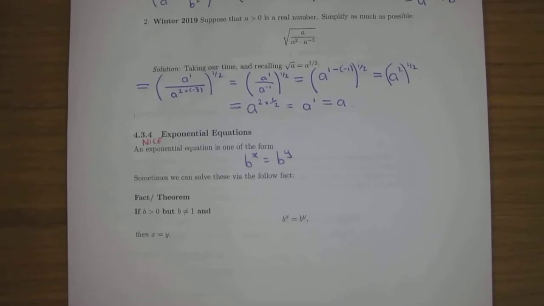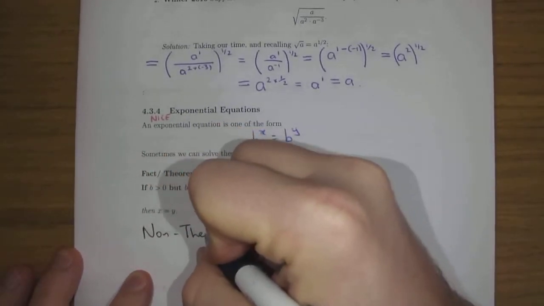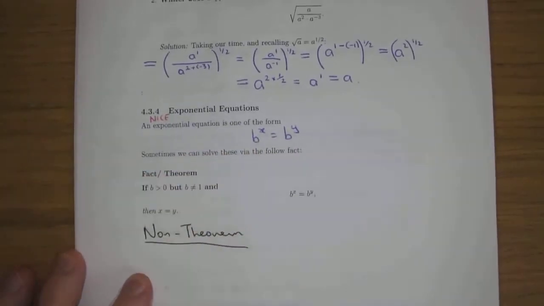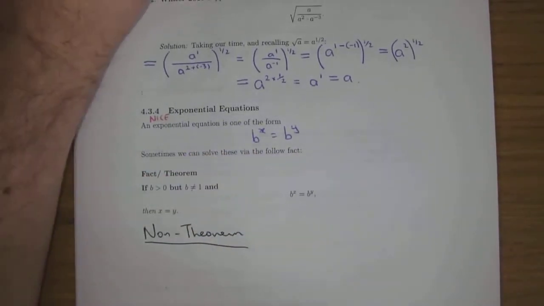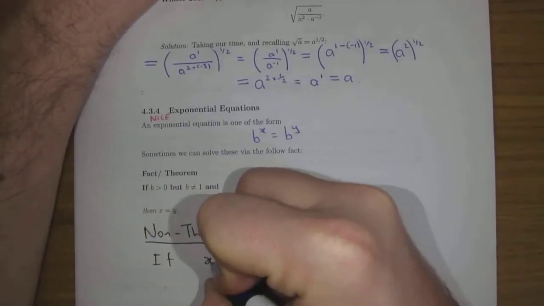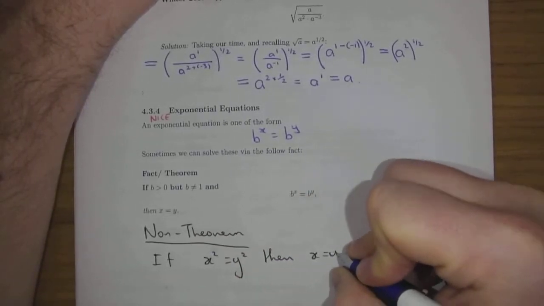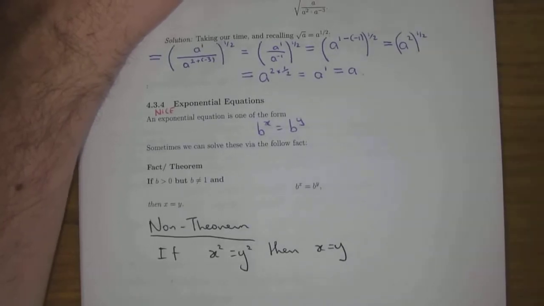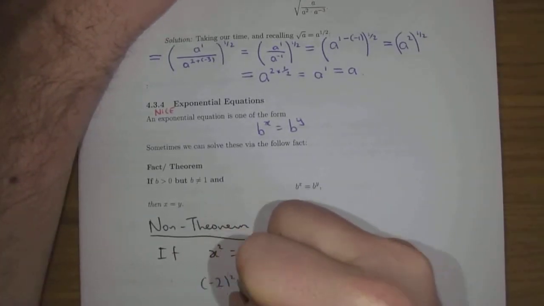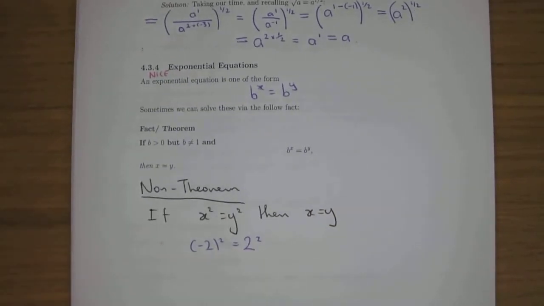This isn't always the case that you have something like this. So for example, a non-theorem would be: if x squared is equal to y squared, then x is equal to y. That's not true. It's a non-theorem because, for example, minus 2 squared is equal to 2 squared. They're both equal to 4. Minus 2 by minus 2 is 4, and 2 by 2 is 4. They're equal, but it's not the case that 2 is equal to minus 2.